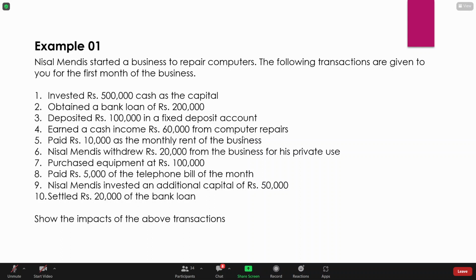And the 10th one, settled 20,000 of the bank loan. That one I want you to tell. Settled 20,000 of the bank loan. There is a bank loan of 200,000. Now he is settling 20,000. What are the transactions that could happen?